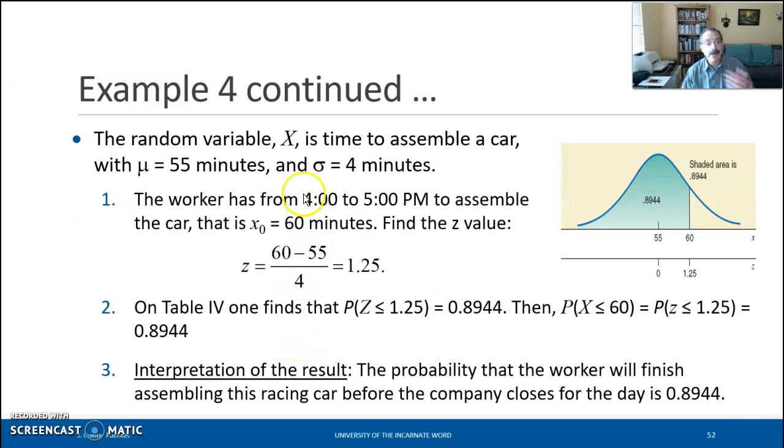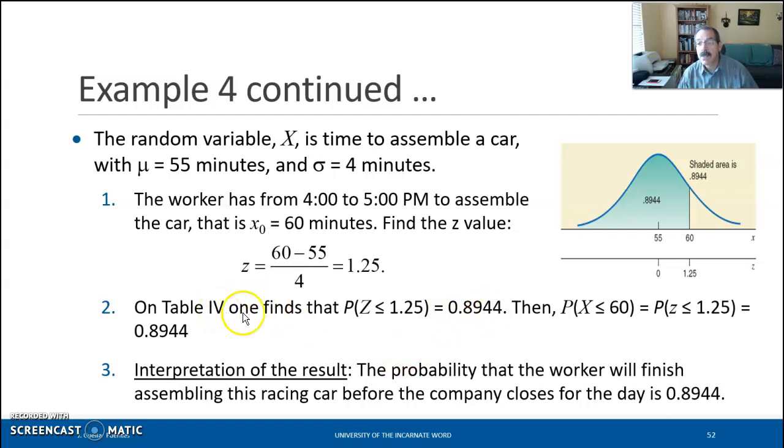In this case, the random variable is the time to assemble a car. We know it's normally distributed with a mean of 55 minutes and a standard deviation of 4 minutes. If the worker starts at 4 and the company closes at 5, she has 1 hour to assemble a car. So this is the x of 60. We subtract the mean and divide by the standard deviation, and the z value is 1.5. Again, we find the probability that z is less than 1.5, and that's 0.8944, which we find on Table 4.